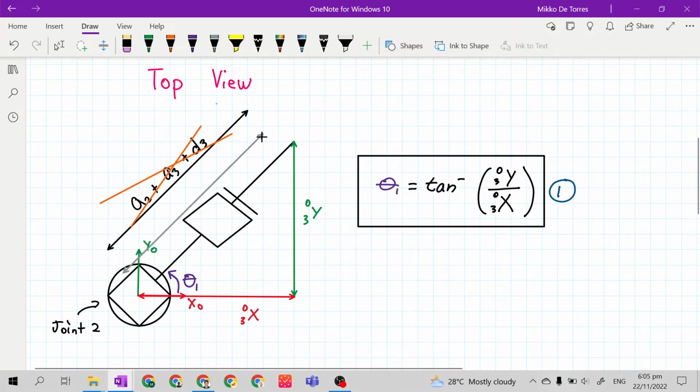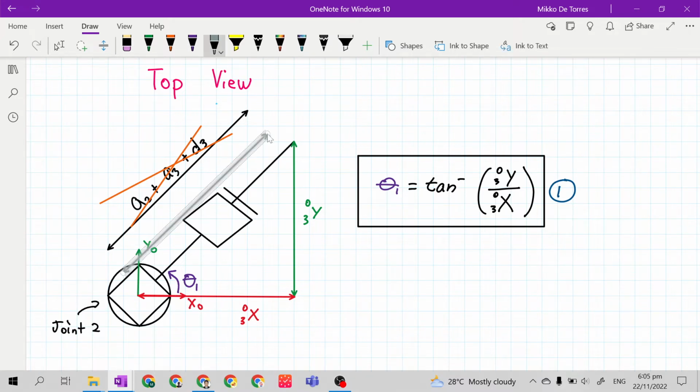Okay, so let's redraw here an arrow of our hypotenuse, and let's name it r sub 1. So r sub 1 will be the hypotenuse, or the value of the hypotenuse, or the variable of the hypotenuse. Because r sub 1 now is the hypotenuse, r sub 1 will be equal to the square root of x03 squared plus y03 squared.